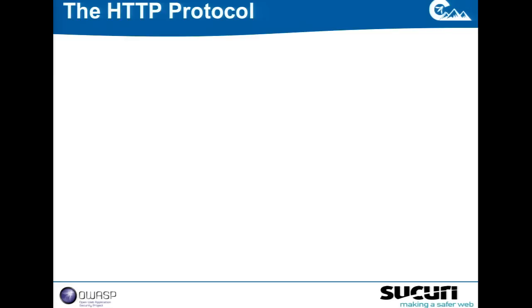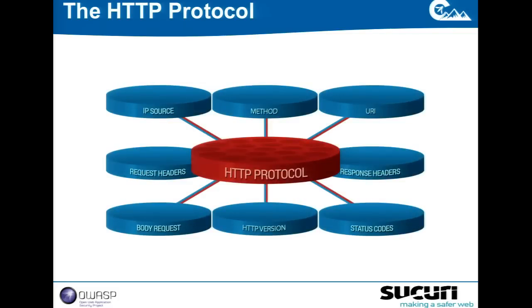When we talk about web traffic, are you hearing me okay? This is working? Okay. We have a bunch of information you need to analyze. This is a kind of mind map, and you probably have more or less information. But we have the HTTP protocol. We start by looking at the IP source, the method, the URL, the headers, the request and response, the bad request, HTTP version, and status codes. Mostly I put here the most common header information that we handle and use to protect.